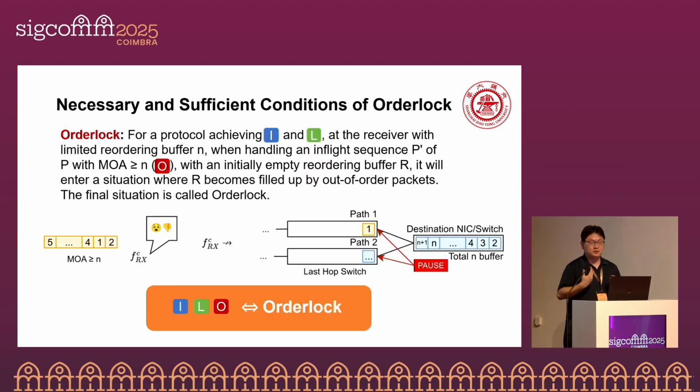This brings us to the formal definition of order lock. At the order lock state, the receiver function cannot yield a legal result without breaking the in-order delivery condition or the lossless transmission condition. Our paper further proves that combining the three, ILO, is the necessary and sufficient condition for order lock. You can find the detailed definition and proof in our paper.